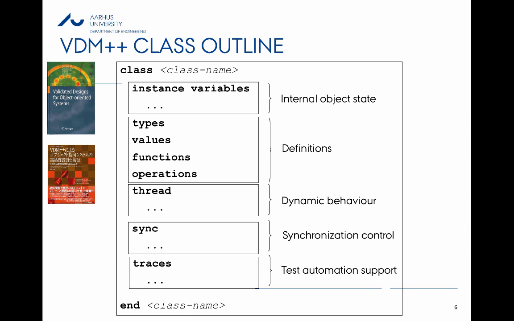In a VDM++ setting, we also wrote a book back in 2005, and there's a Japanese translation of this one as well. Here we have a notion of classes, and we have inheritance, including multiple inheritance. State here is called instance variables. The kinds of definitions are otherwise the same, except that there is a way of doing threading, so having concurrency described. These are synchronized by something called permission predicates, so essentially logic. And there's also, at this point in time, a notion of traces that's being used for test automation support for combinatorial testing, which is being talked about in a different presentation.